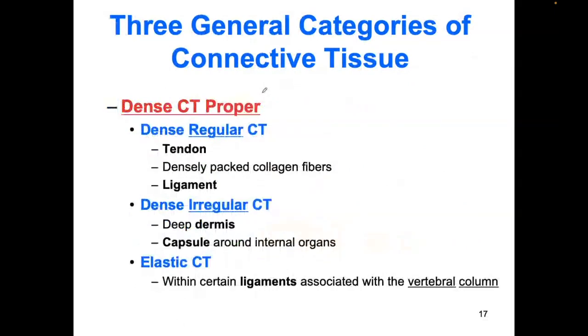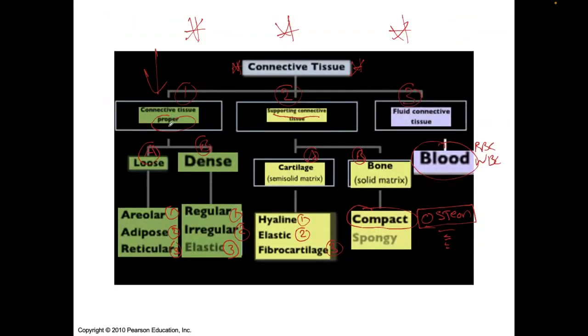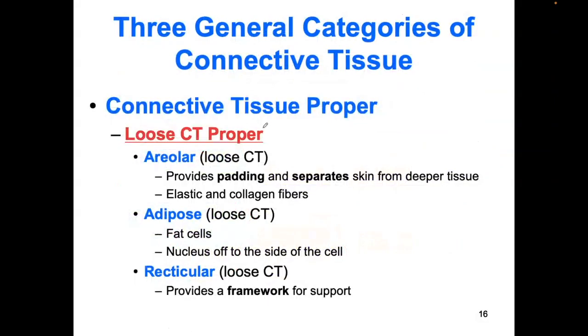So connective tissue proper, we're going to be looking at this line first. Let's focus on that first. Under loose connective tissue proper, there's areolar, adipose, and reticular. Areolar provides padding, and it separates your skin from everything deep to it. If you pinch your forearm, your skin separates from your muscle. You can't pinch the muscle at the same time. There's a barrier between the two, made up of elastic and collagen fibers.